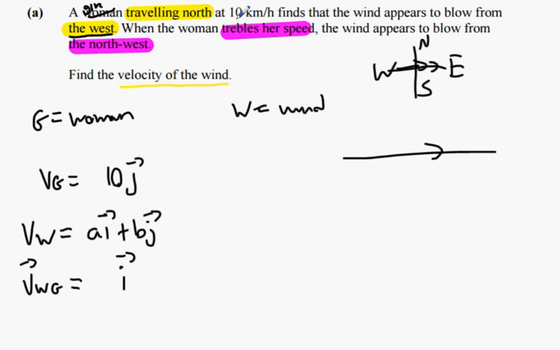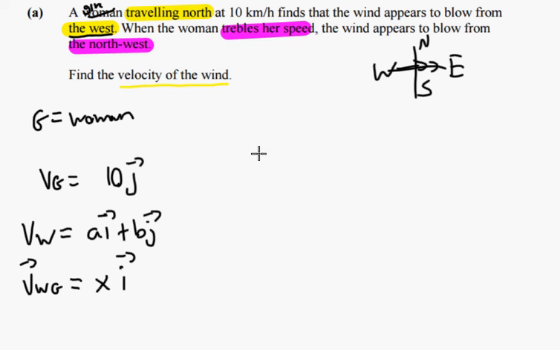No, that's how fast the girl is travelling. Do we know how fast we're going in the I direction? No. So what do we need to do? We need to make up a letter that we haven't already used. So call that xi. Now let's go to scenario B before we do anything else.